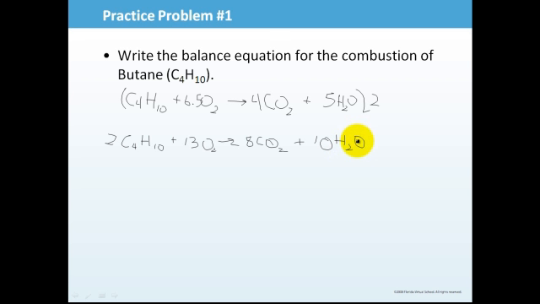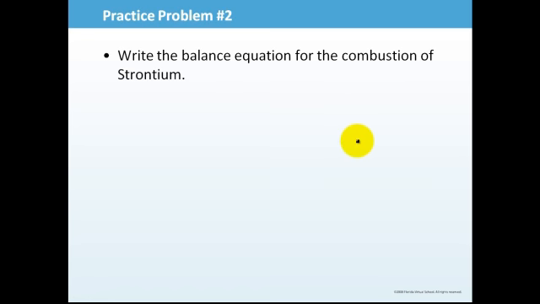All right, so check your answer and see if you got the same thing. If you did, great job. If not, double check, see where you might have made an error, and we'll try on the next one. Let's go to the second practice problem. Okay, for this one, it wants us to write the balanced equation for the combustion of strontium. So again, take a moment, pause the video, and go ahead and try that yourself on some paper.